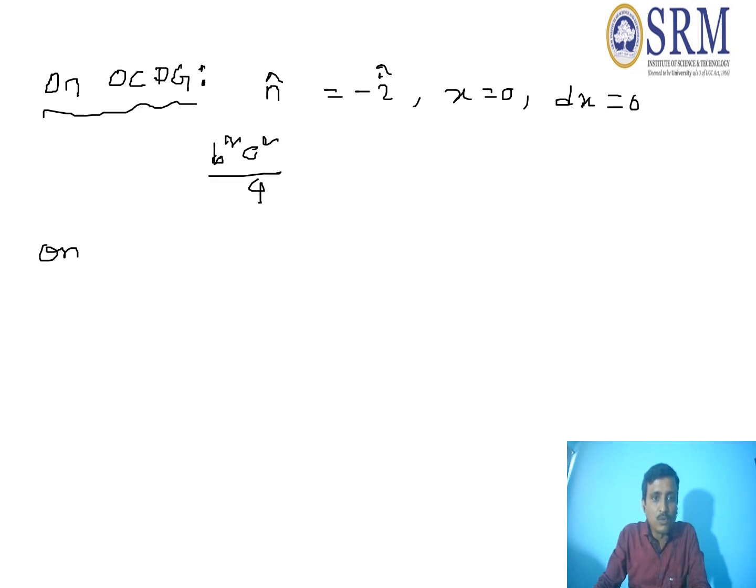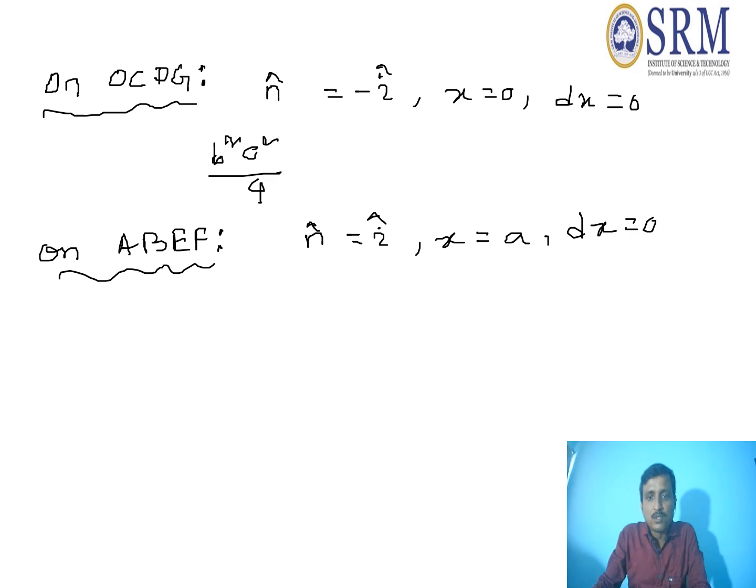Now on ABEF. On ABEF, what is n? n is equal to i. What about x? x is equal to a, so that means dx is equal to 0. Okay, so in this case on ABEF you will get the answer: a square bc minus b square c square divided by 4. Okay, 4 parts over.